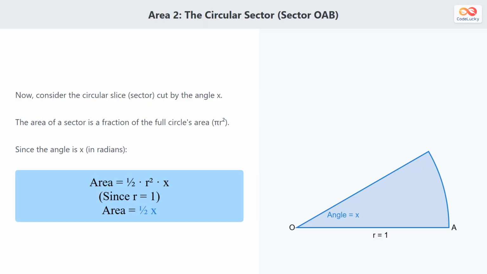Next, look at the circular sector OAB, the slice of the pie defined by angle x. The area of a sector in a unit circle is simply 1/2 times the angle x, so the area of this middle shape is 1/2 x.